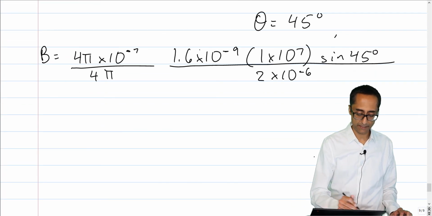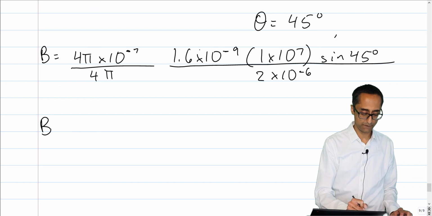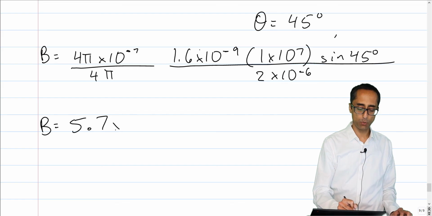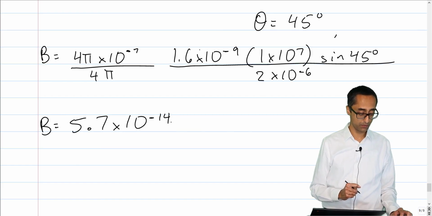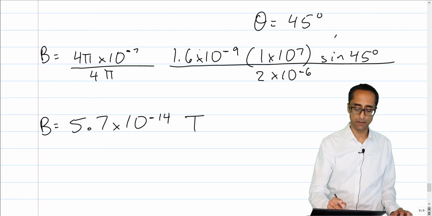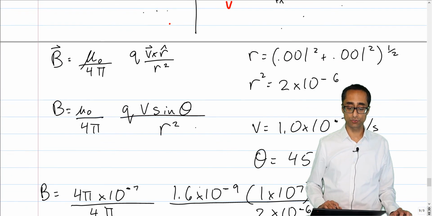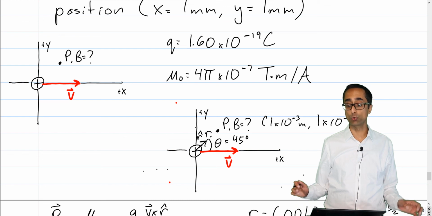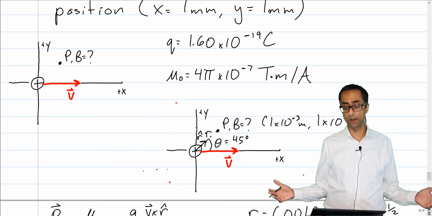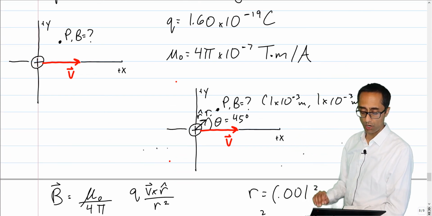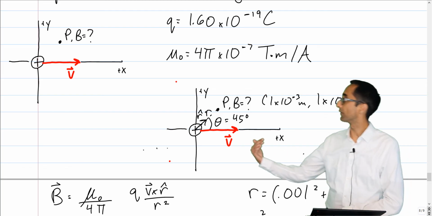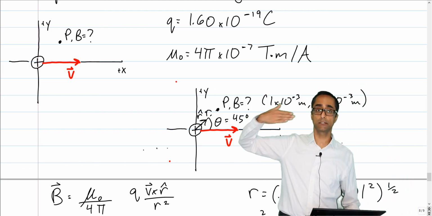Okay, putting these numbers into my calculator, looks like we've got 2 sig figs. We have a magnetic field magnitude of 5.7 times 10 to the minus 14. So quite small. That is measured in Tesla. And the last thing we need to do is to calculate the direction of the magnetic field. And so we go ahead and we use our right-hand rule for our cross product. We've got our velocity headed in this direction here.